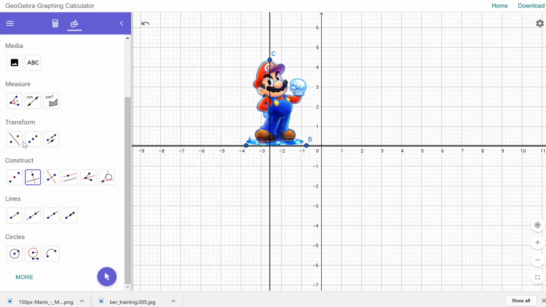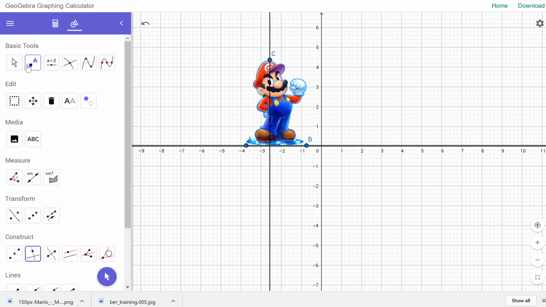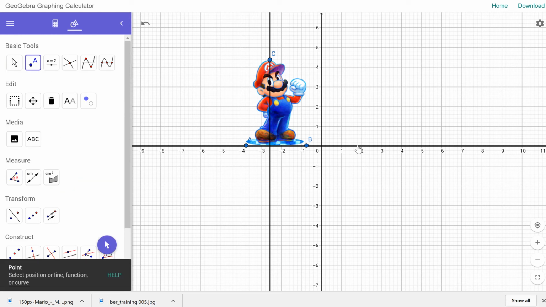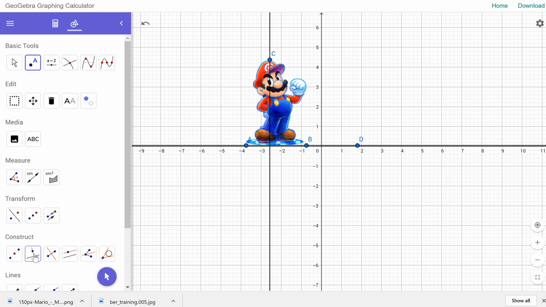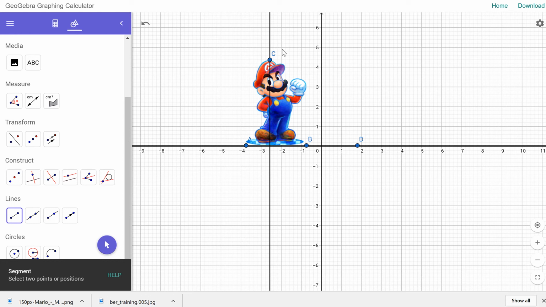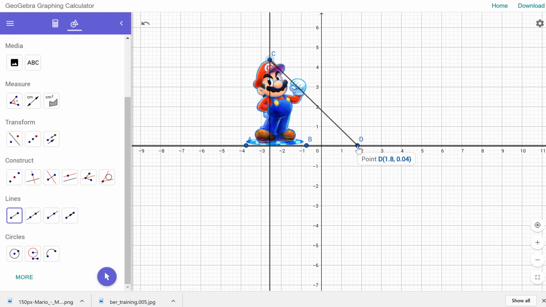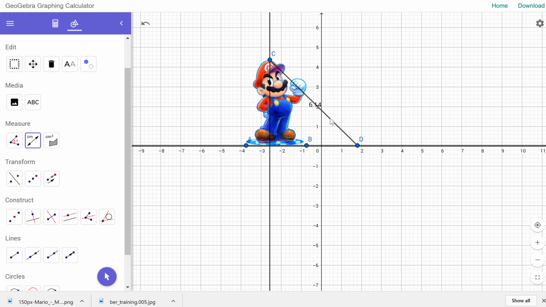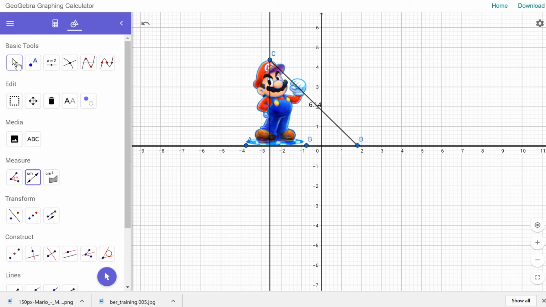We could put another point on this line, and we could draw this segment here. Let's go down to our segment tool and draw a segment from C to D, and we can look at the length of that segment. Right now that segment has a length of 6.14.